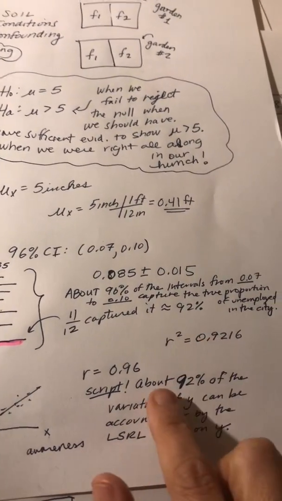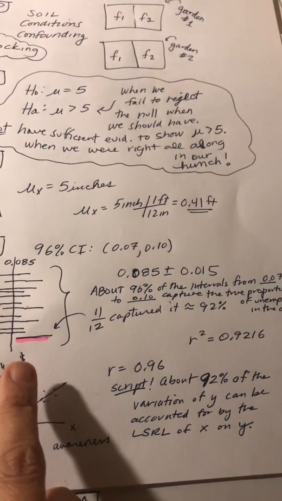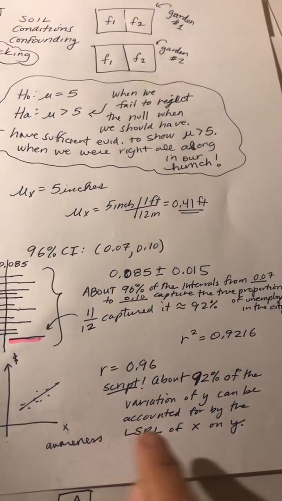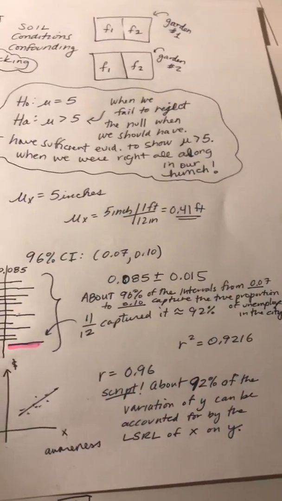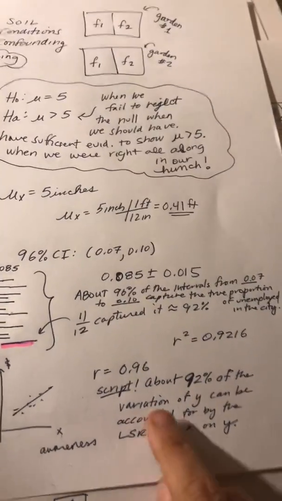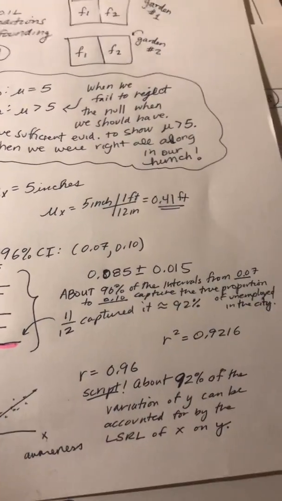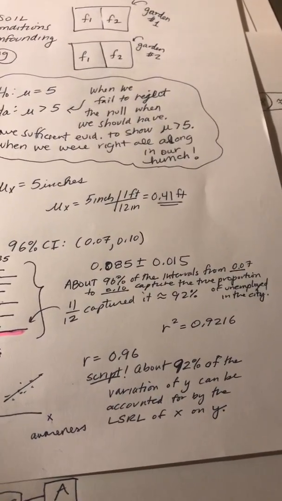It means that about 92% of the variation of the information on Y can be accounted for by the least squared regression line of X on Y. And this script is what has to go on your paper. It's been a long time since we practiced this script, but we'll continue to practice it because the next chapter is back to least squared regression lines. So we will loop back on anybody that has forgotten this stuff. All right, we've got time for one more and then one more video and we'll be done.